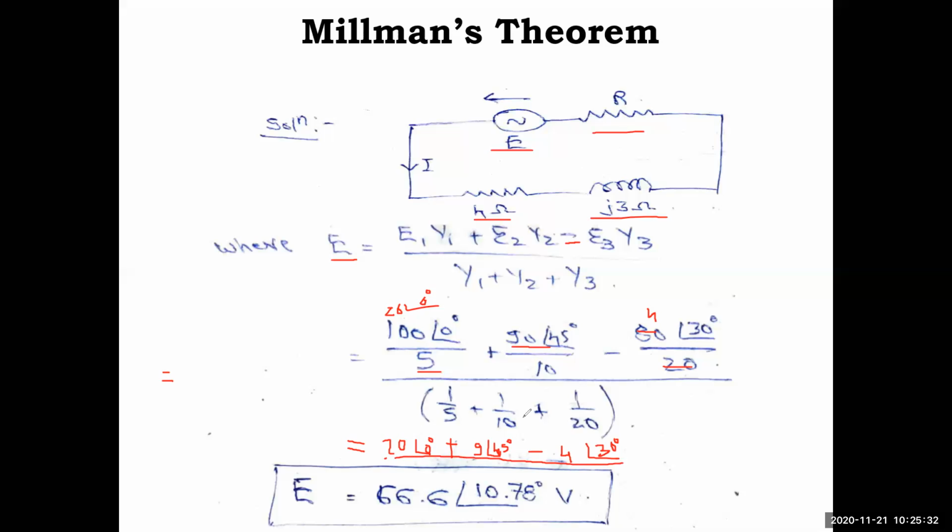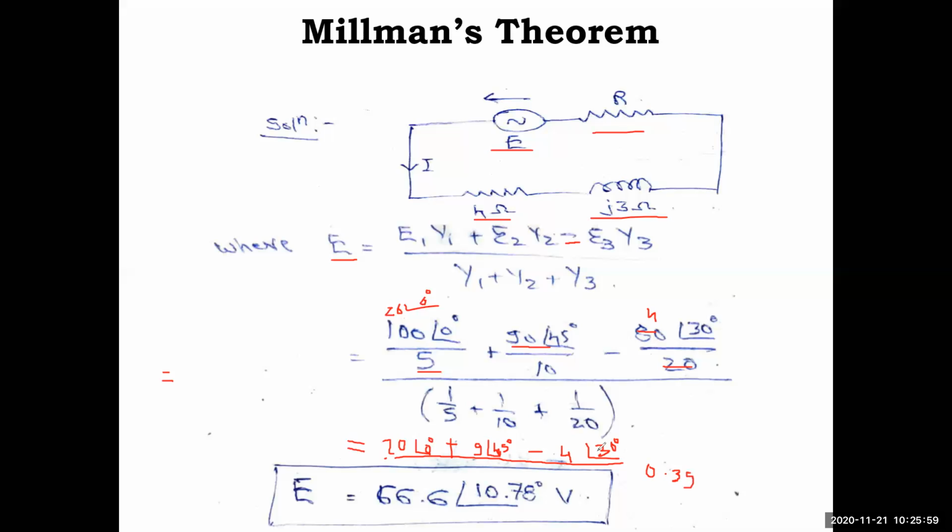1 by 5 plus 1 by 10 plus 1 by 20. So how much will it come? Use the bracket and write 1 by 5 plus 1 by 10 plus 1 by 20. I have not made any video to show you this, I have already shown this part. So I am getting the answer for this as 0.35. So the denominator part I'm getting 0.35.